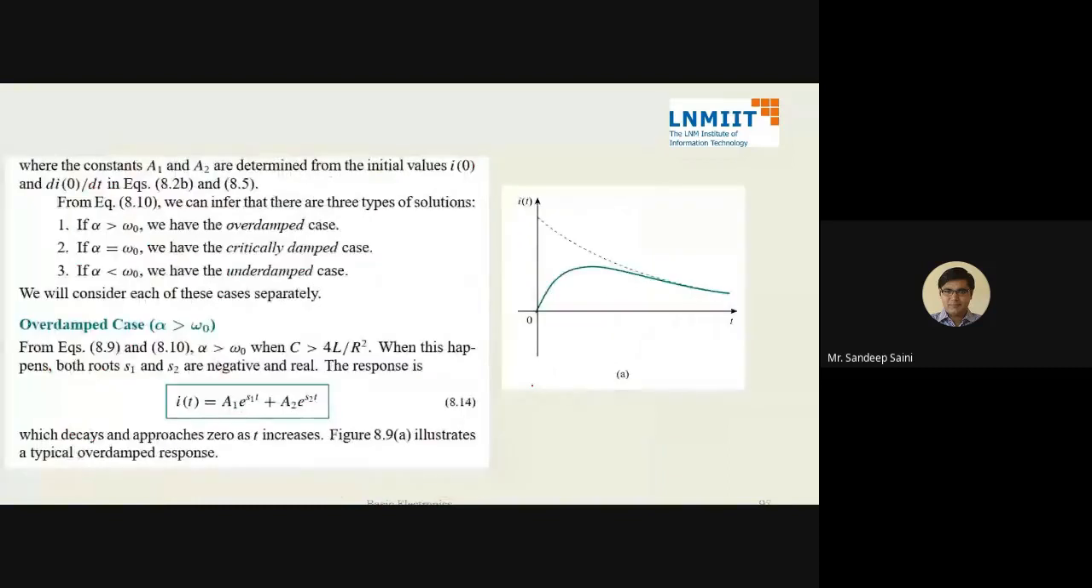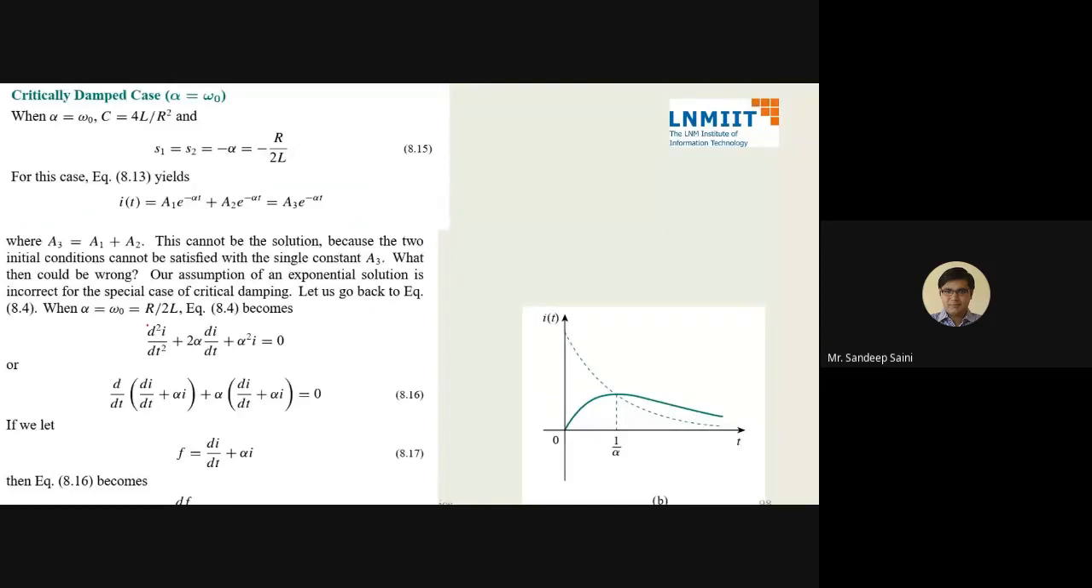So now I have three situations, that means alpha is greater than omega, equal to omega, or less than omega. The term alpha square minus omega square will decide three cases. First case, I am assuming alpha is greater than omega. That means I will have a positive discriminant and I will get two roots, both negative and real. And this is my response.